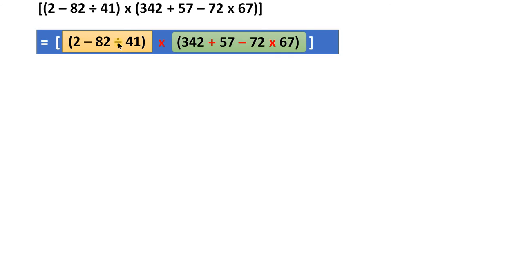So inside the bracket, this one is also inside. We will have to do both of them. First we will do this one from left to right. We have taken it to here. It's 2 minus 82 divided by 41. These numbers are written as whole numbers, so we have to write them as integers. This is not a negative sign, it is the minus operator, and this is the division operator. The number 82 is a positive integer. So 2 means positive 2, operator minus, and 82 means positive 82, division operator, and 41 means positive 41.